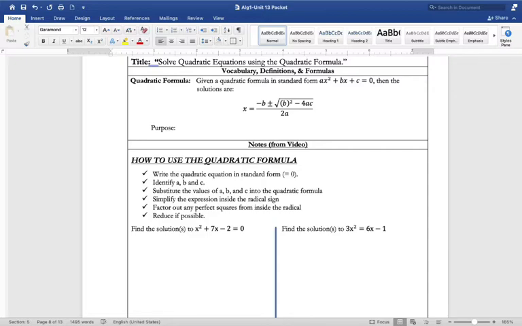So what's the purpose of the quadratic formula? Well, the purpose of the quadratic formula, everybody, is this. It is used to find solutions to a quadratic equation.